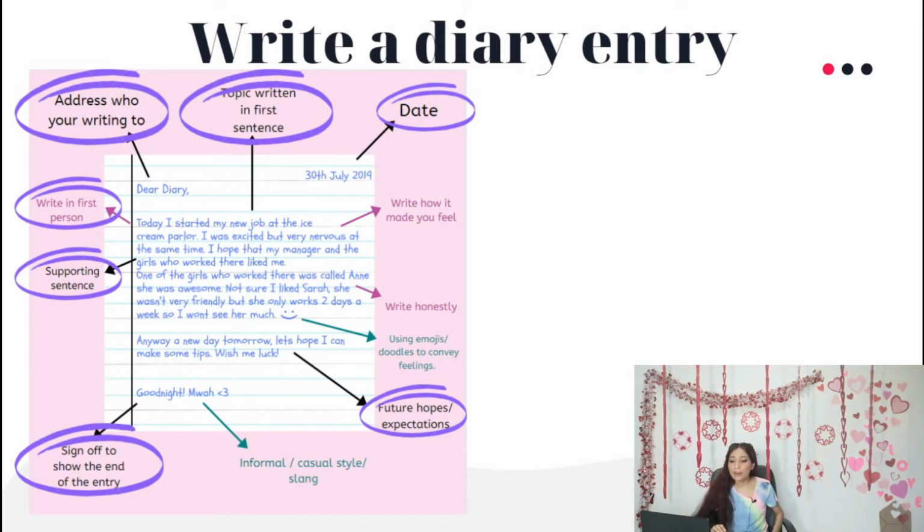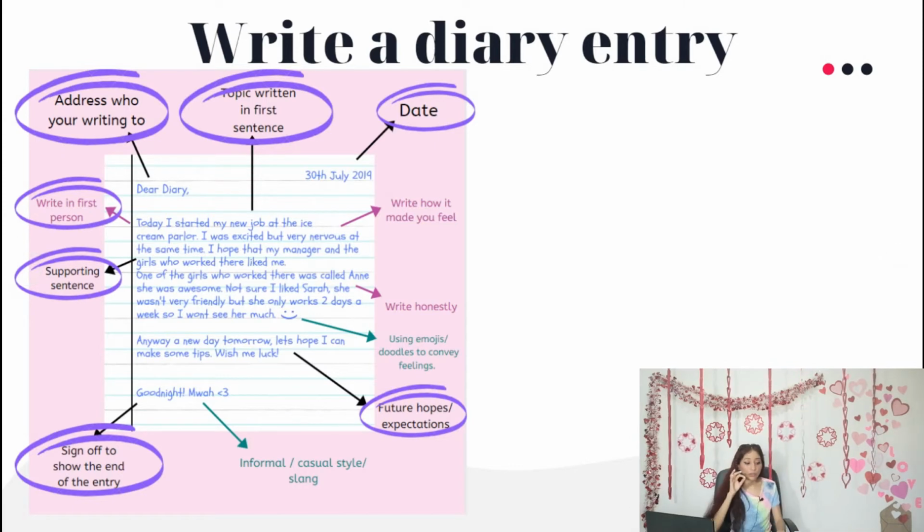Oh my God. But the important thing is that she wrote the date. It's like a letter, but like a letter you are writing for your diary, and your diary is going to read you. You know what I mean, right? Later, she wrote the address, who you are writing to. In this case, you are writing to your diary.